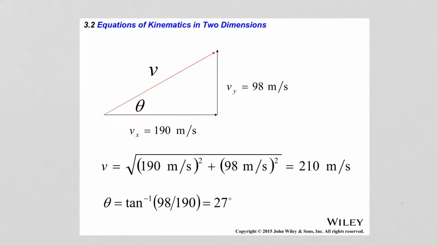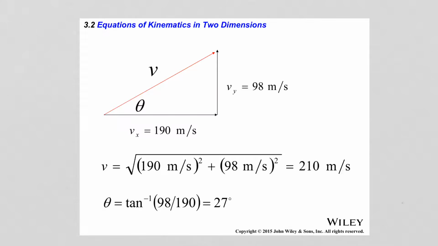So since I now have the components of the final velocity, I can put them together in a triangle like the one shown right here, where Vx is the adjacent side, Vy is the opposite side, and then V is the hypotenuse.